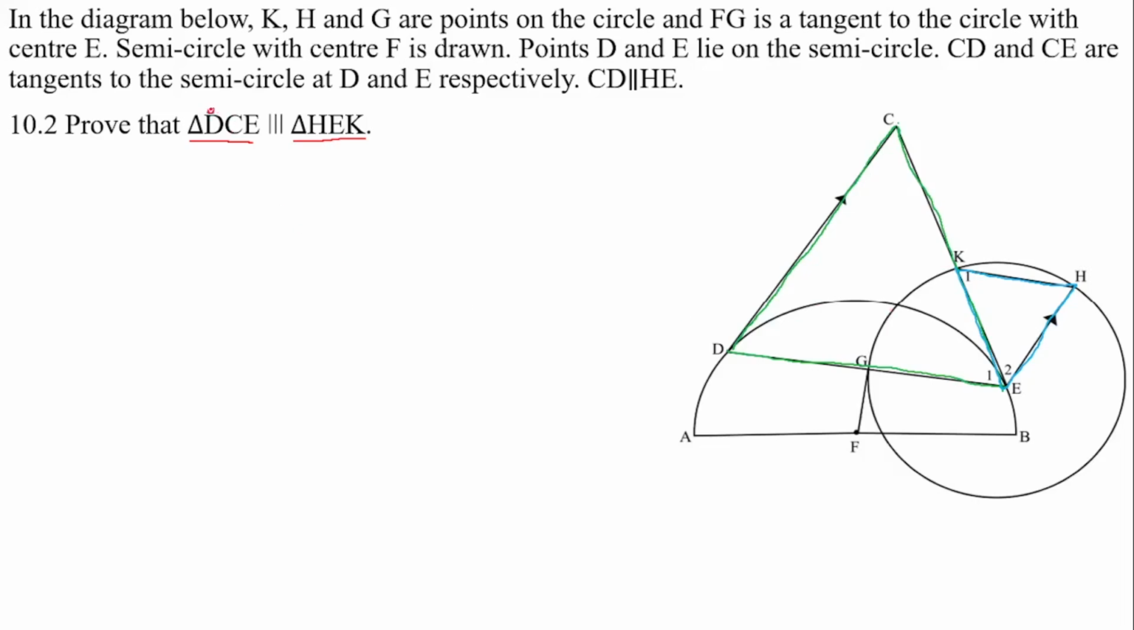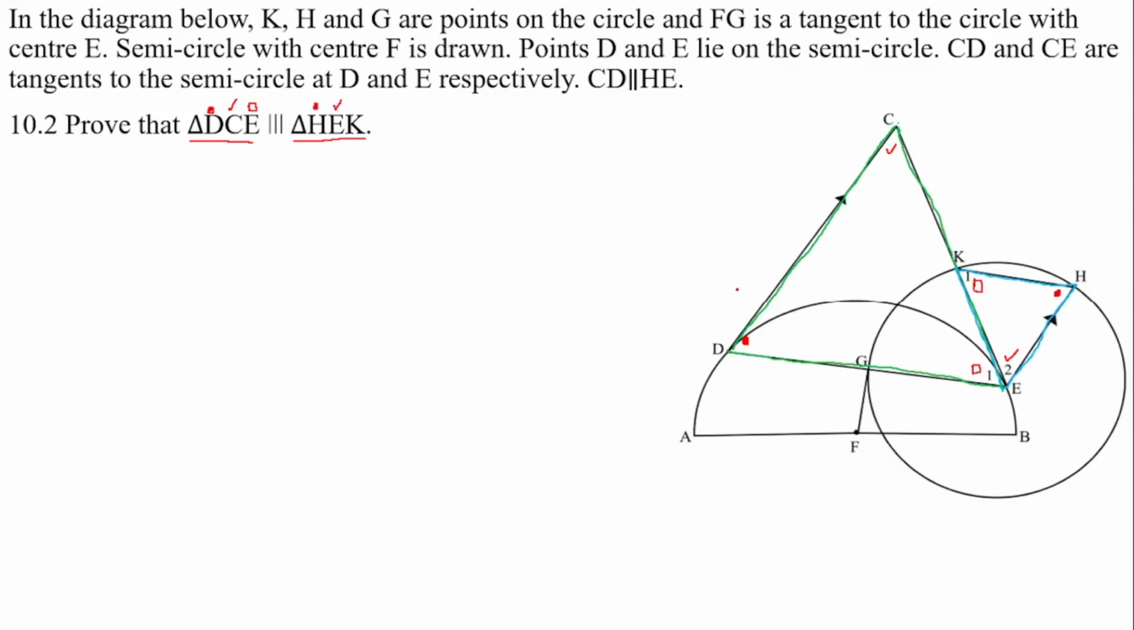We're saying angle D, which is this angle, should be equal to angle H. Angle C should be equal to angle E2. And then angle E in triangle DCE, it will be E1. Angle E should be equal to angle K1 here in this triangle HEK. You see that? So this is guiding us somehow.